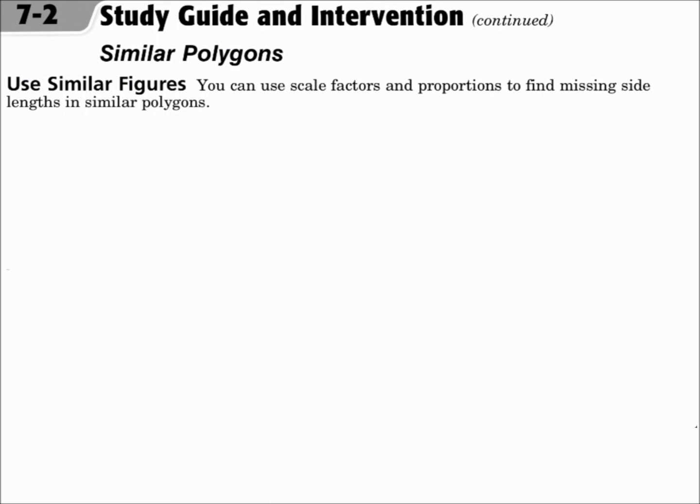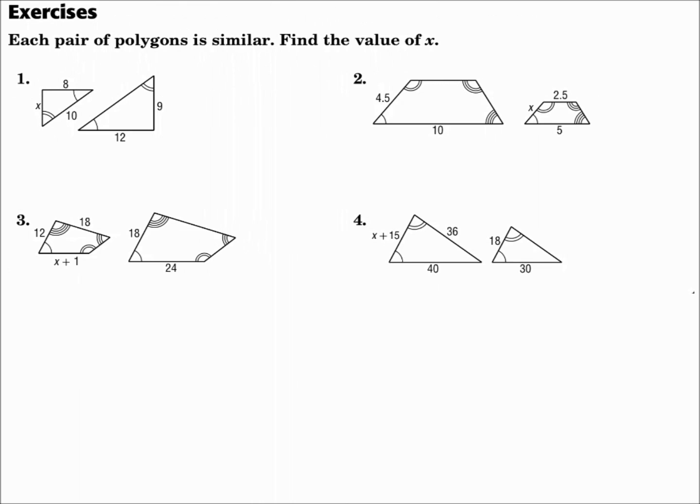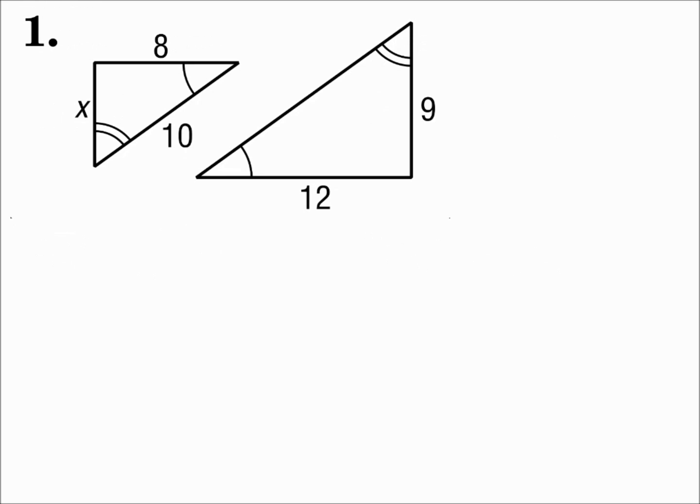You can use scale factors and proportions to find missing side lengths in similar polygons. Each pair of polygons is similar. Find the value of x. Number 1, here we have two similar triangles and we have side lengths. We need to make sure we match up the side lengths and get the corresponding pairs.